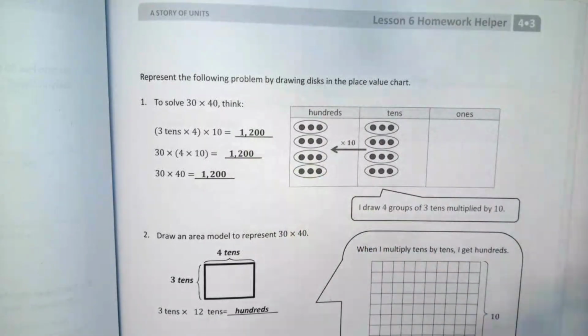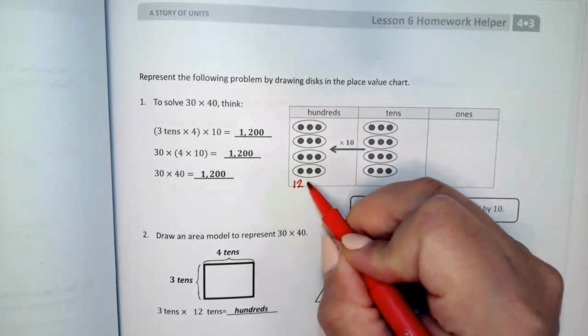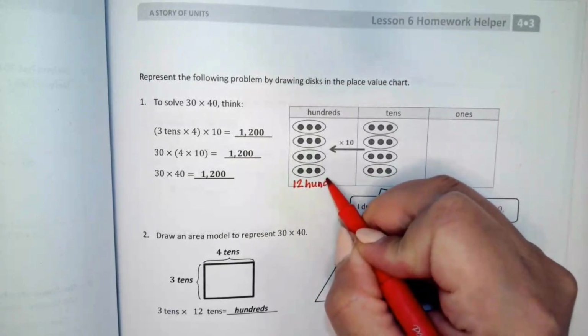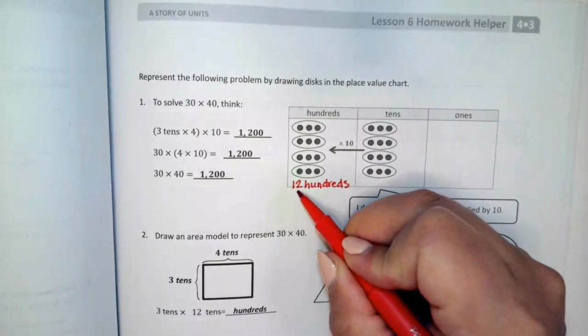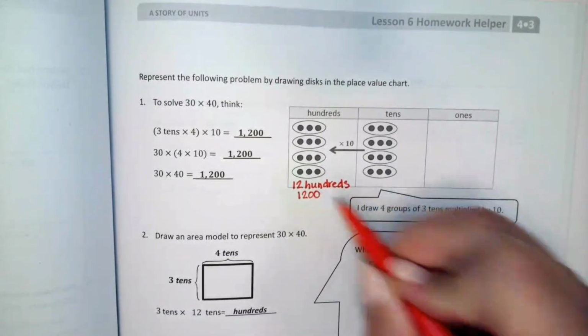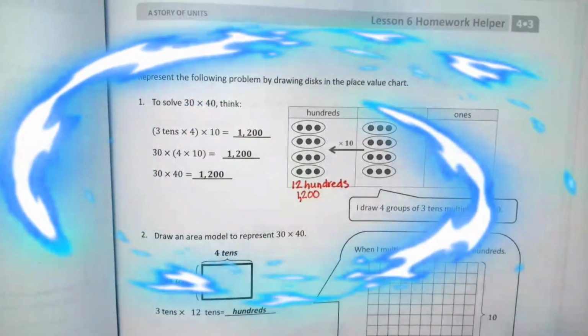So let's look what we have. There are 12 hundreds. Another name for 12 hundreds is 1,200. 12 hundreds looks like this. You could put your comma in.